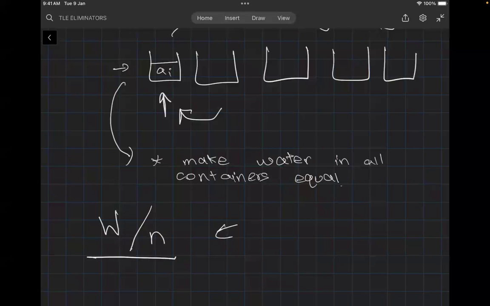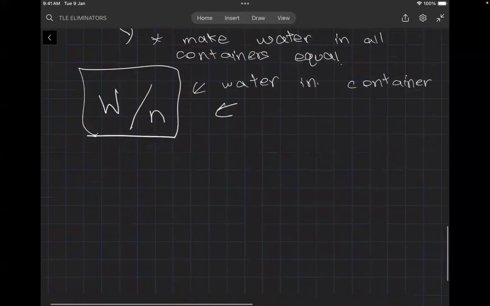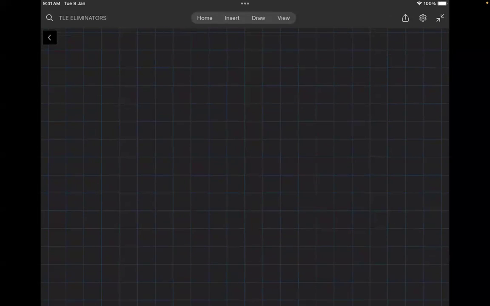So what do we know? Okay. This is the water in each container. This is the first observation. Now, I want to ask you a second observation.